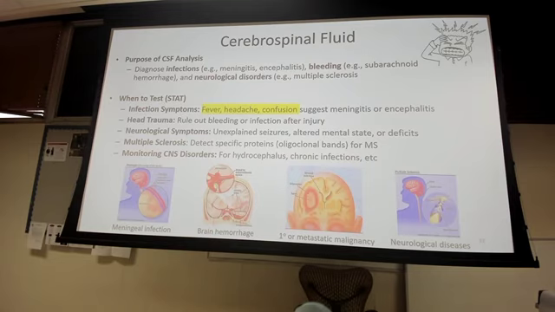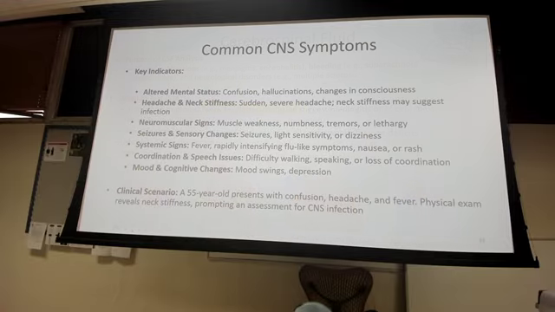All right, so if you have infection symptoms like fever, headache, confusion, this might mean meningitis or encephalitis. Head trauma, you want to rule out bleeding. You may have some neurological symptoms, unexplained seizures, altered mental state or deficits. MS, you want to detect specific proteins, and monitoring of CNS disorders. Okay. And these are some common CNS symptoms. So I will use this.